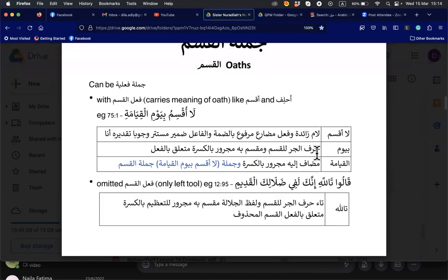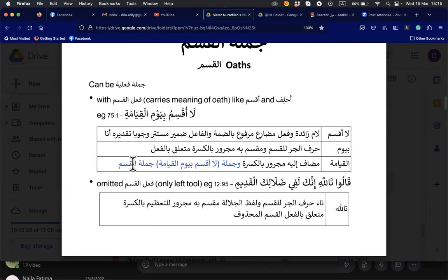So like I said, jar majrur is not wrong. But the full one will be to say the harf jar is for qasam, and then instead of just saying majrur, you call it a muqsam bih. And then of course the word qiyamah after that, al-qiyamah, is your mudhaf ilaihi. So the whole jumlah here is our jumlah qasam. And technically we don't really have to say this, but we know that this is our jumlah qasam.